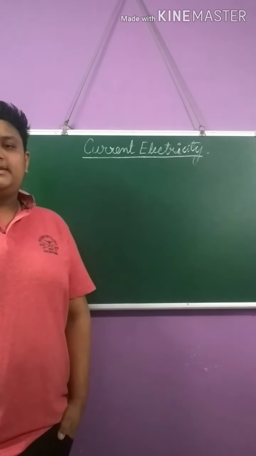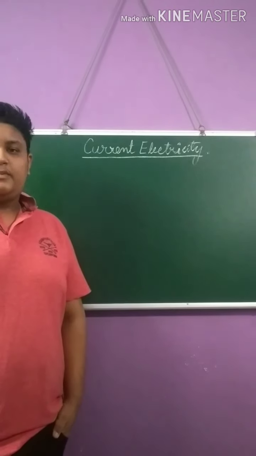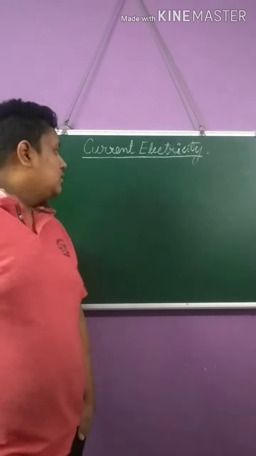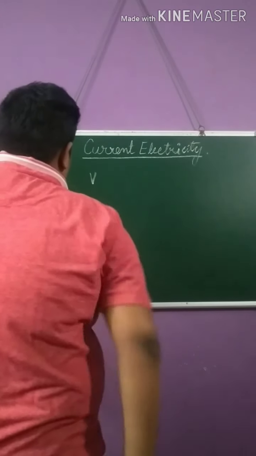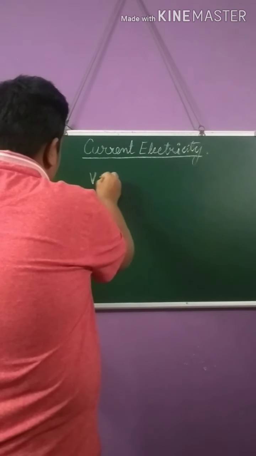So we were studying current electricity from class 10. Let's proceed. In my last class we discussed Ohm's law. What was Ohm's law? That was V equal to IR.